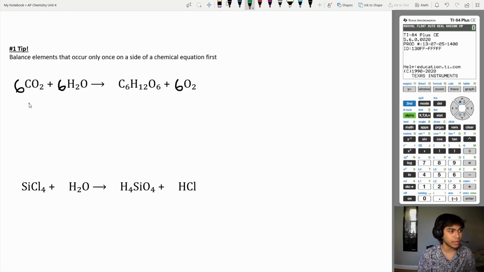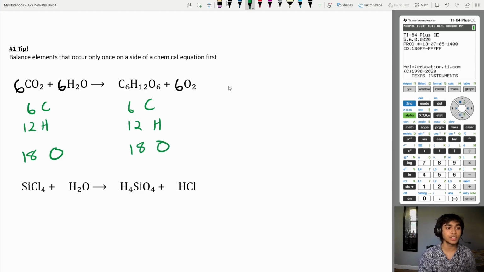On the left-hand side, we have 6 carbons. On the right-hand side, we have 6 carbons. Left-hand side, we have 12 hydrogens. On the right-hand side, we have 12 hydrogens. On the left-hand side, we have 18 oxygens. And on the right-hand side, we also have 18 oxygens. So this equation is balanced. You have 6 molecules of carbon dioxide reacting with 6 water molecules to produce 1 molecule of glucose and 6 molecules of oxygen. Now the rest of the problems here are basically using this idea in different ways, so let's do that.